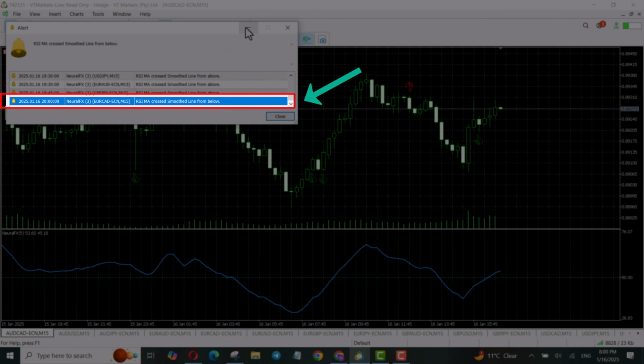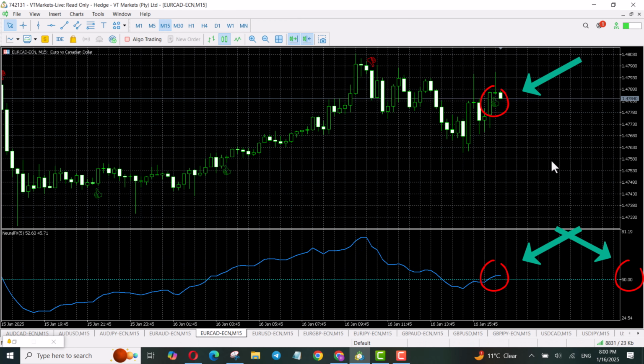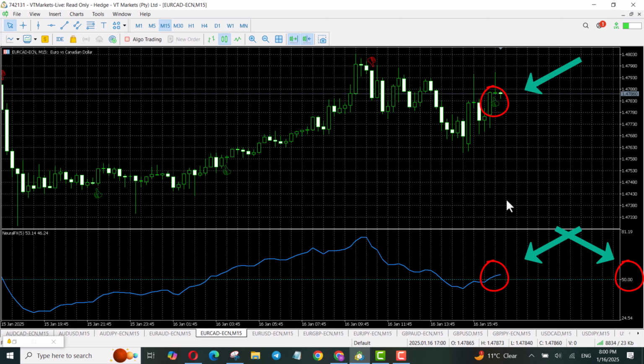When a signal appears, you'll see it pop up on the upper left corner of your screen. For instance, let's say we have a signal on EURCAD. To confirm if this signal is valid, all you need to do is check the indicator graph at the bottom of your chart. If the blue graph line crosses above the 50 horizontal line, that's your confirmation that the signal is valid. At this point, you're ready to take the trade.